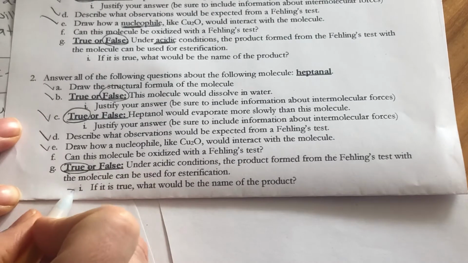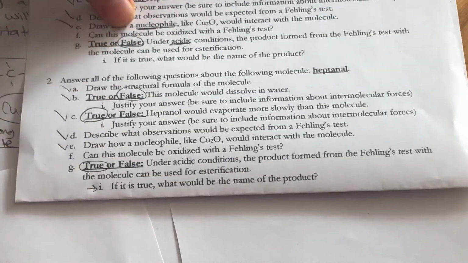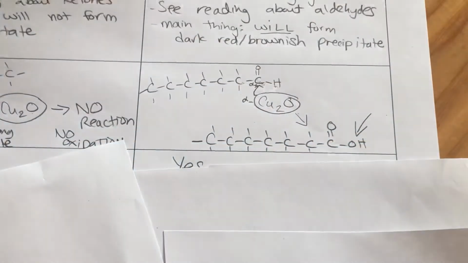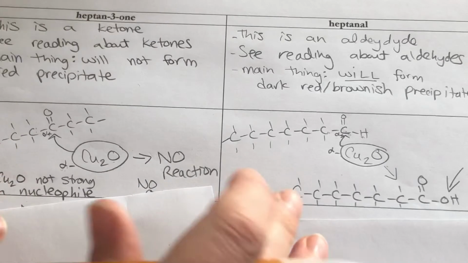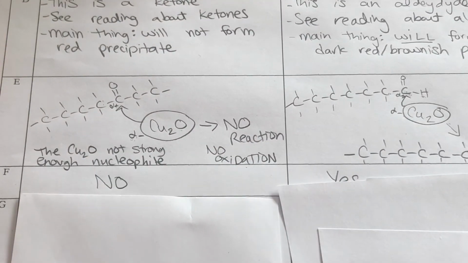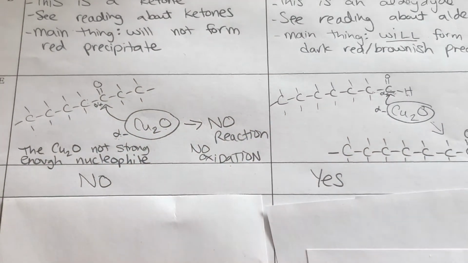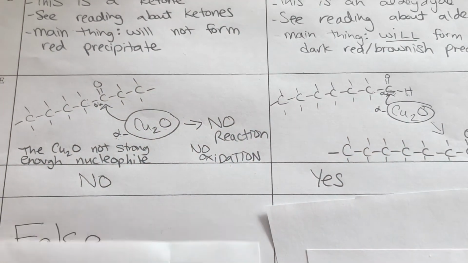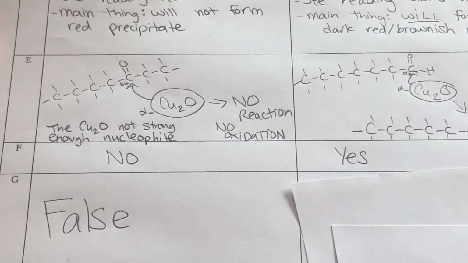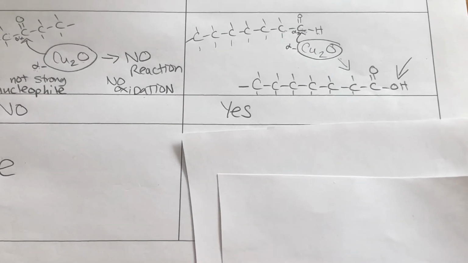For letter G, I'm going to need to answer the name of this product. I'll go through F and G on both of these. F for heptan-3-one cannot be oxidized. F for heptanal can be oxidized. So G in this case would be false, and we don't need to write anything else. But for G on number 2, we would write true.